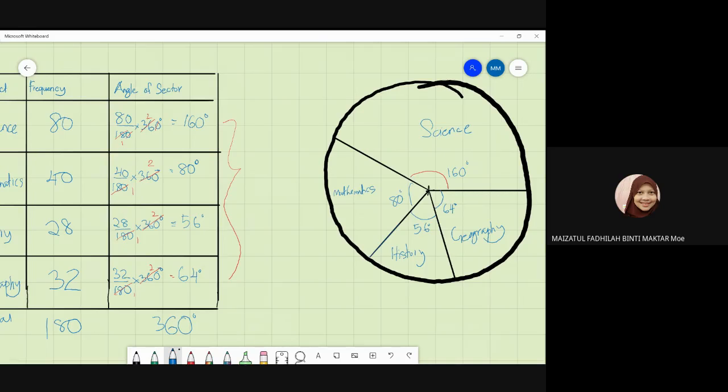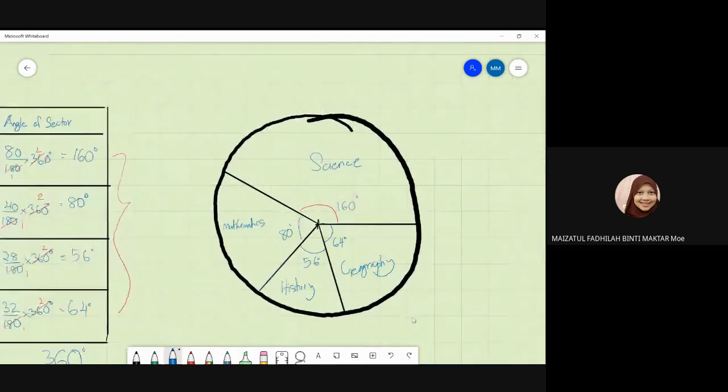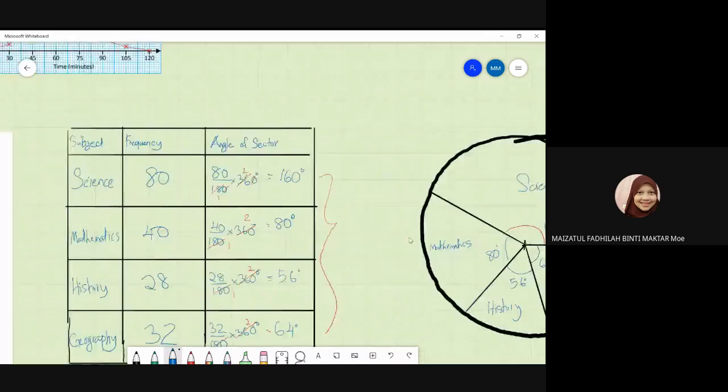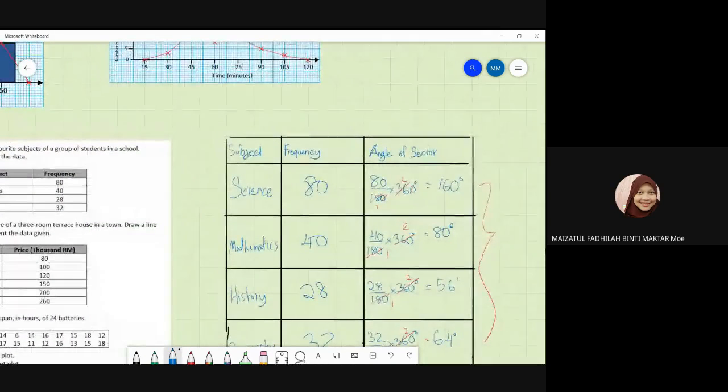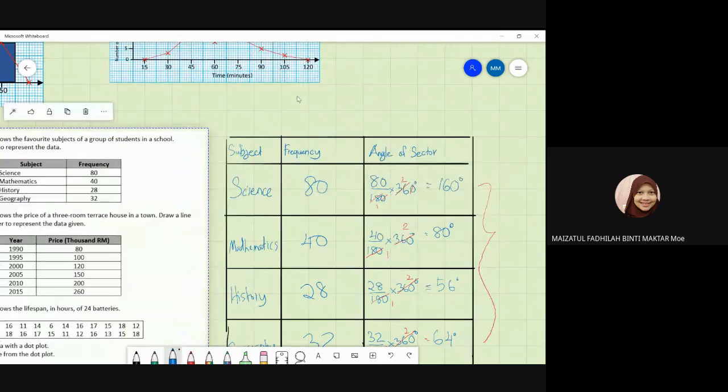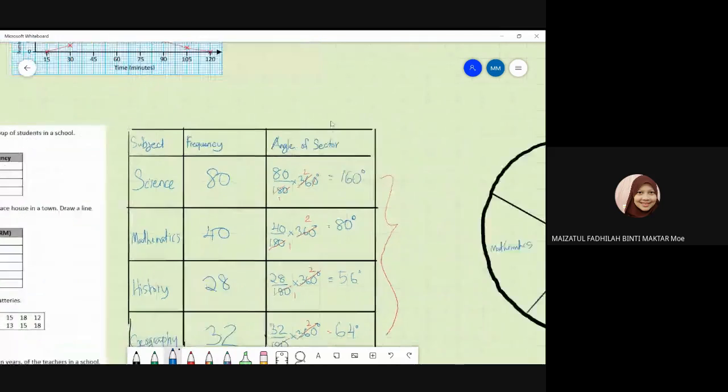Right, so we have already constructed our pie chart. But don't forget the very important thing: please write down the title on the top of the pie chart. So how do you know the title of the graph? You just read it like this: favorite subject in a school.